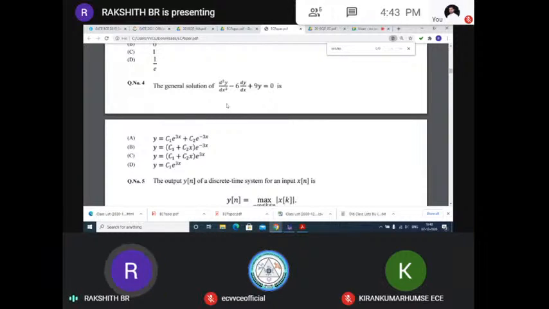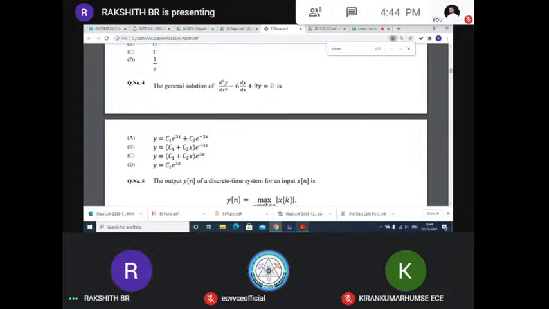The auxiliary equation with respect to this differential equation is D square minus 6D plus 9 equal to 0. What are its roots? If you want to find the solution, you need to find the roots of this equation. The roots are nothing but 3 and 3. So D square minus 6D plus 9 is nothing but D minus 3 whole square. Therefore the roots are nothing but 3 repeated twice.